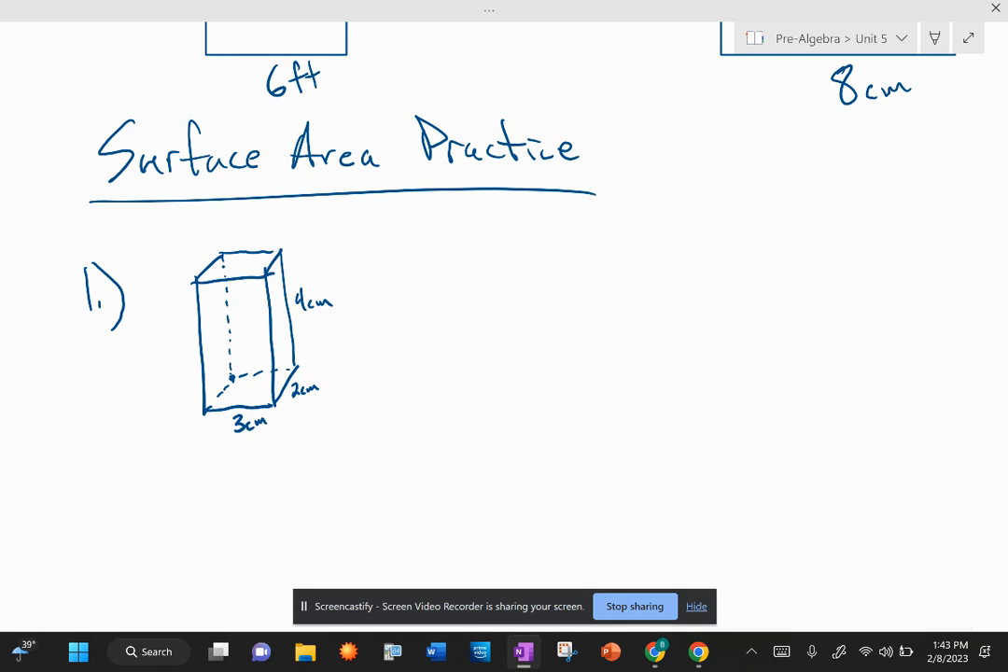So your measurements for that: 3 centimeters is that front edge on the bottom. The length, the width is 2 centimeters, and then the height is 4.